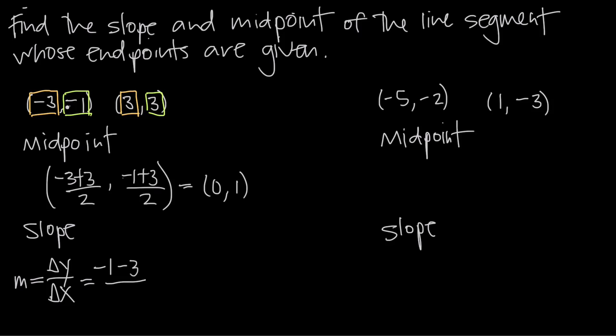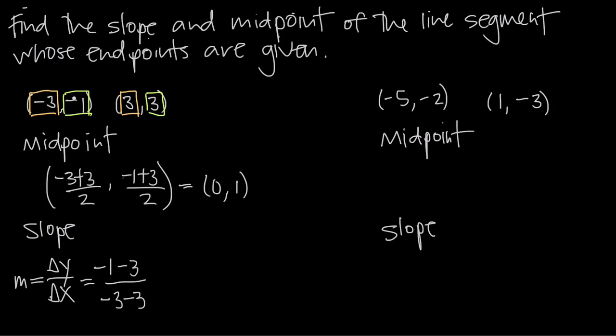Then for change in x, because we started here with -1, we have to start with -3 in the corresponding coordinate. So we have to say -3 minus 3. If we had done 3 minus -3 and gone in the opposite order, we would have run into trouble.